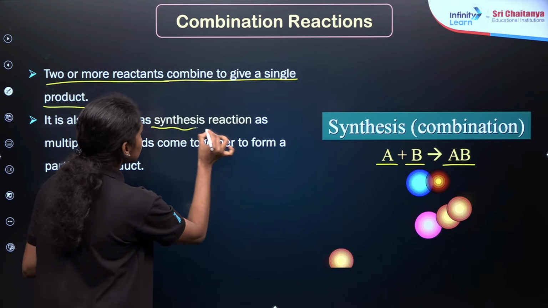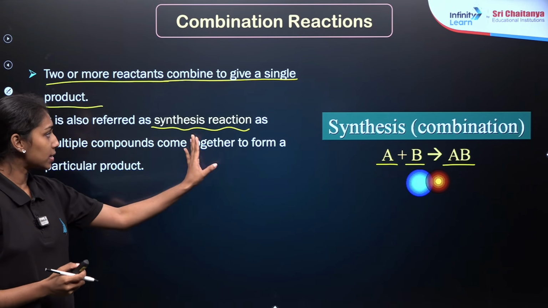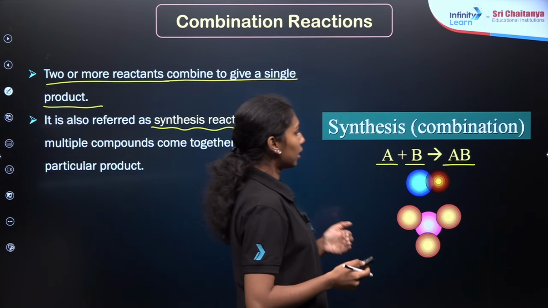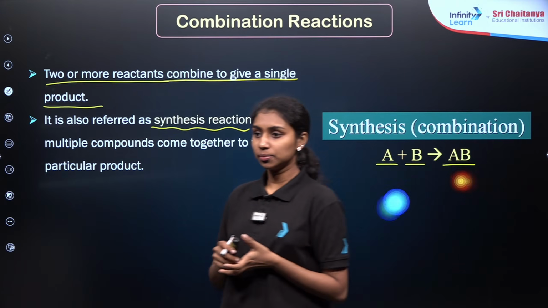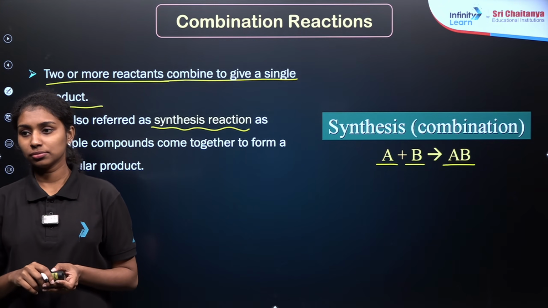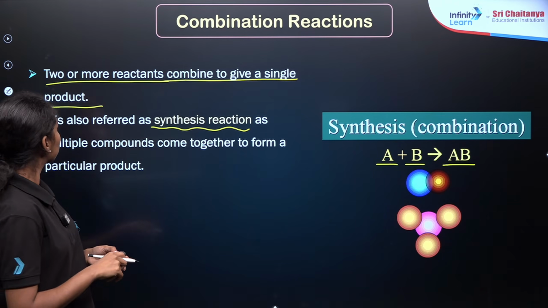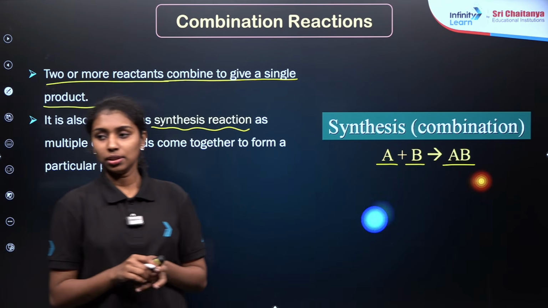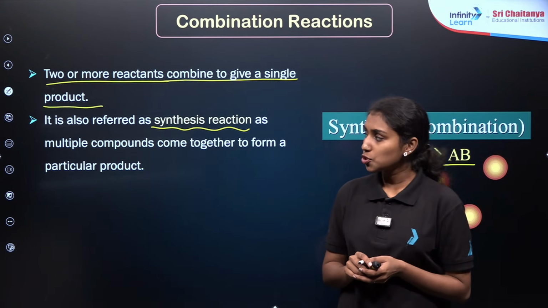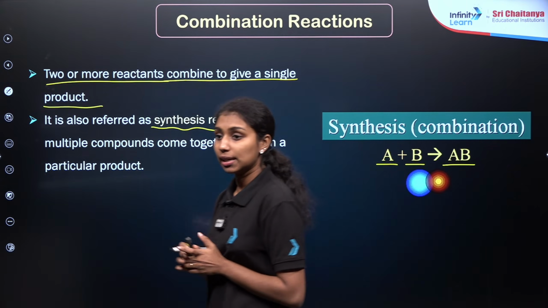So here we are synthesizing the AB, right? We are synthesizing the AB. So this reaction is also known as a synthesis reaction. Is that clear? What do you mean by the combination reaction? At least two reactants should be there to combine, or more than two reactants can also combine to form the single product.